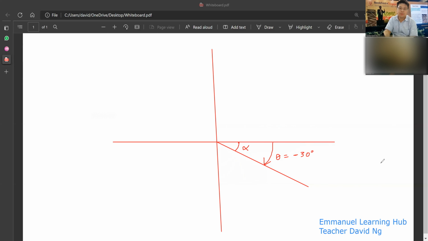Okay? So if you see it from a negative perspective, it's negative 30 degrees. And don't forget, your negative 30 degrees is actually 330 degrees. Okay, that concept you're clear. You might think, oh, negative 30 degrees refers to the first quadrant. No, it still refers to the last quadrant. Okay?